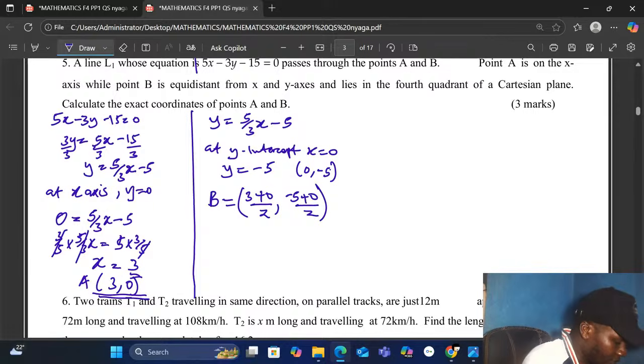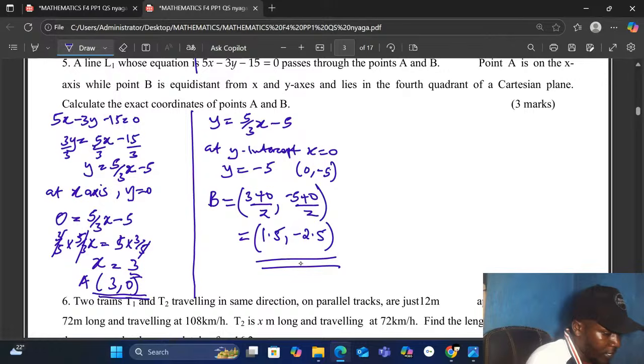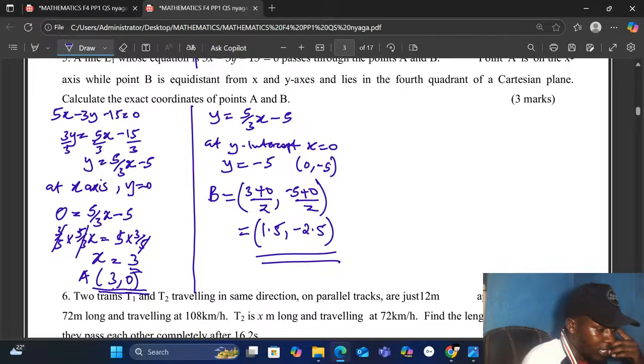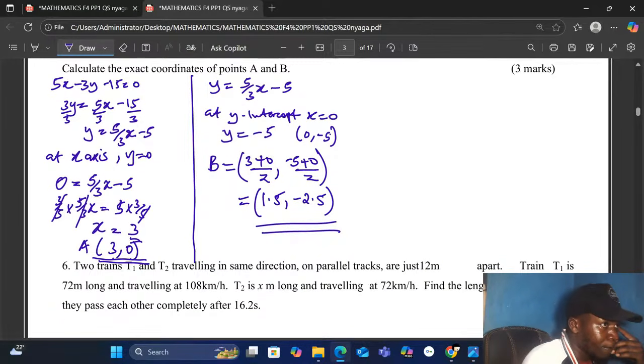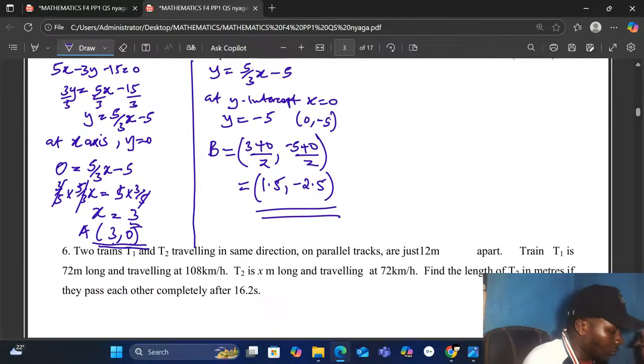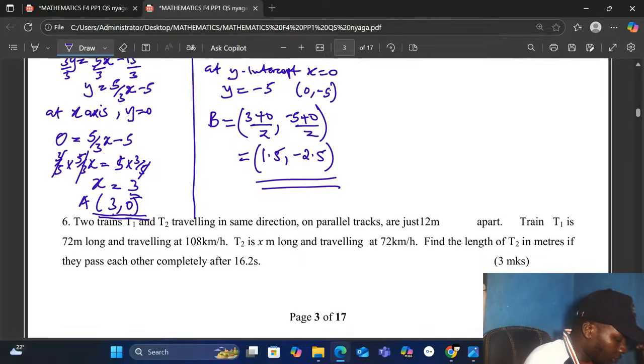That means in the middle of the two. So we shall have the values of B as (1.5, -2.5). So those are the values of B. And the values of A, we have (3, 0). That is how we handle that question. Then we move to the next one.